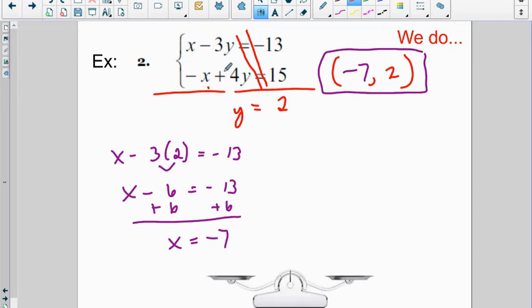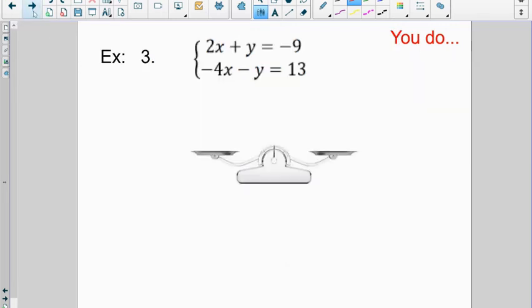Don't forget, you can always double check your answers by entering these into a Desmos graphing calculator, and you want to look for where these two lines intersect, and they will intersect at the point negative 7, 2. All right, one last problem, but what I'd like you to do is pause the video, try this on your own, and when you're ready, hit resume to see how you did.